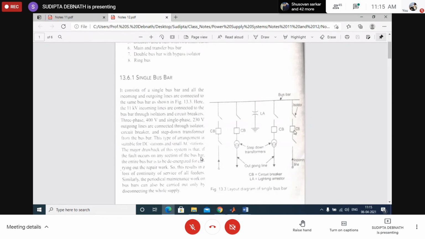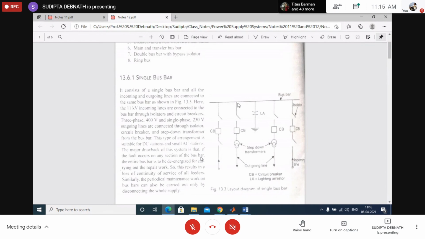And one circuit breaker, and isolators and circuit breakers are always connected together in series. One is preceded by the other. So these are the incoming lines connected. Say this is the 11 kV lines that will come from the primary distribution lines. These will be called the primary distribution lines. They will be connected to the 11 kV bus bars, and from there we need to step down the voltage.